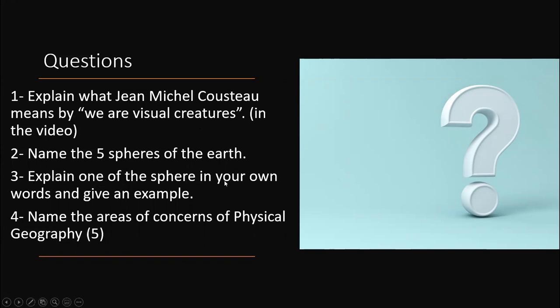Explain one of the spheres in your own words and give an example. And name the areas of concern of physical geography. There's 5. That's just like the other one. You can stop the video, go back and check, and definitely watch the video by Jean-Michel Cousteau, link in the description.